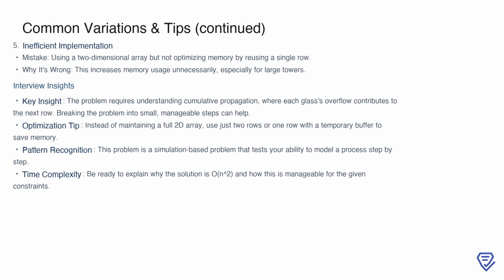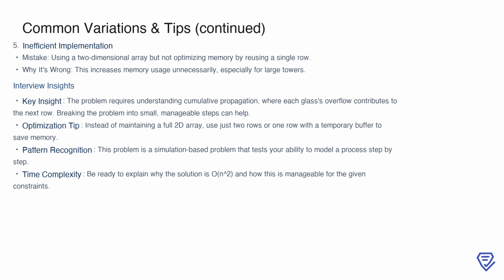Now let's focus on a few additional mistakes and some key insights for tackling this problem effectively. Inefficient implementations are another area to be cautious about. While a two-dimensional array is intuitive, it's not memory efficient. Instead, you can optimize by reusing a single row, significantly reducing memory usage. This is especially helpful for large towers.